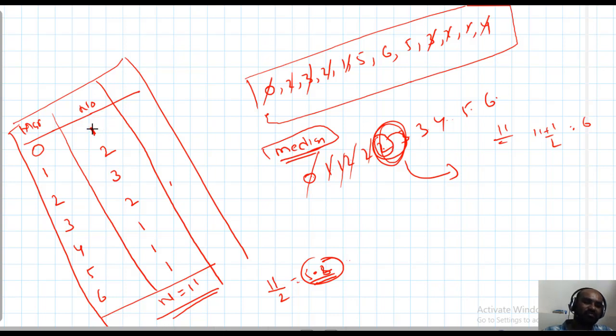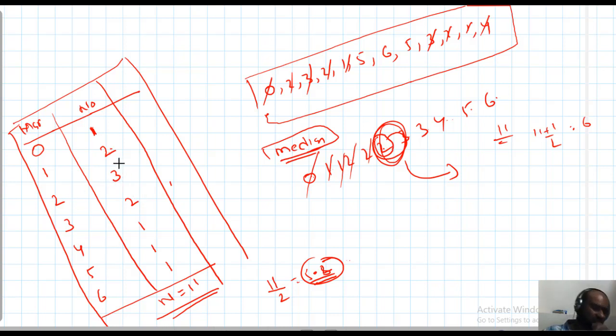Logically I want to identify this. The first one is completed. The number of students who got 0 marks is 1 and 1 mark is 2, so totally 3 students have marks below 2. After that, 3 plus 2 plus 1: there are 6 students whose mark is below 2.